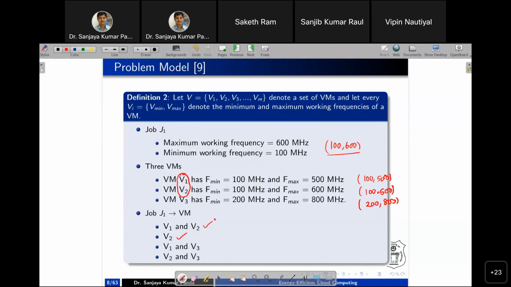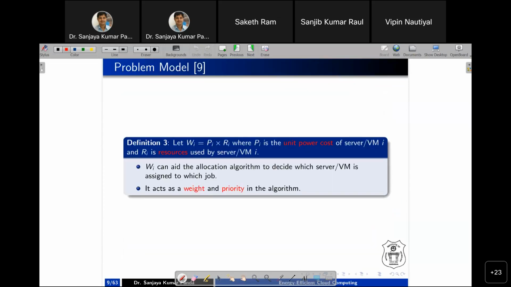In a similar context, you can see which virtual machines are suitable for a particular job. Now, coming to the third definition, here we are talking about weight and priority. As in an operating system, some jobs are high priority and some are low priority. If you are executing a healthcare application, the job is more sensitive in comparison to, let's say, an entertainment application. So you have to distinguish one application from another, or create different categories. Based upon that, you can defer execution of some jobs for some period of time.